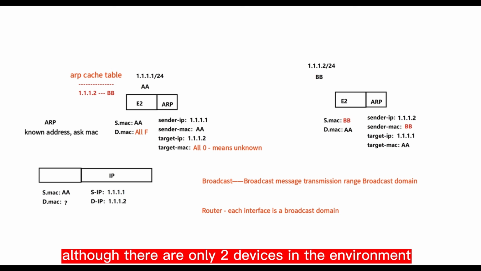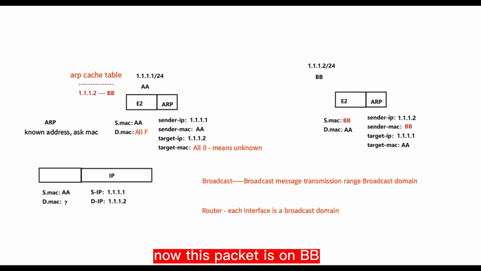Although there are only 2 devices in this environment, now this packet is on BB, that is, it arrived at 1.1.1.2. It received this packet, and it is a broadcast. Please pay attention: the second layer address is a total of 48 bits. The broadcast MAC address is all 1s. Reflected in the message, we use hexadecimal to represent it, which is actually 12 Fs. We call it all F. This is a broadcast. This is enough for everyone to understand.